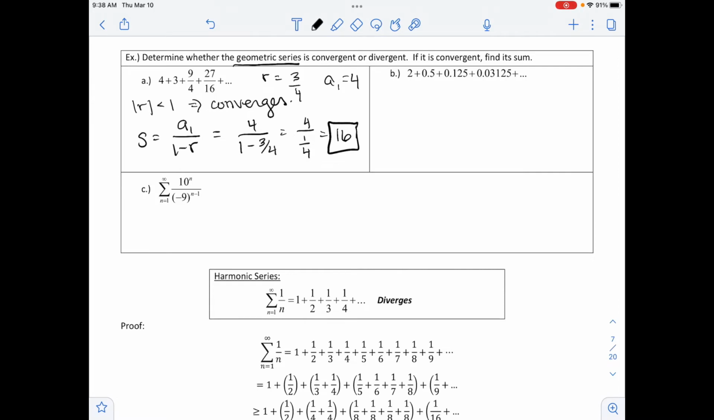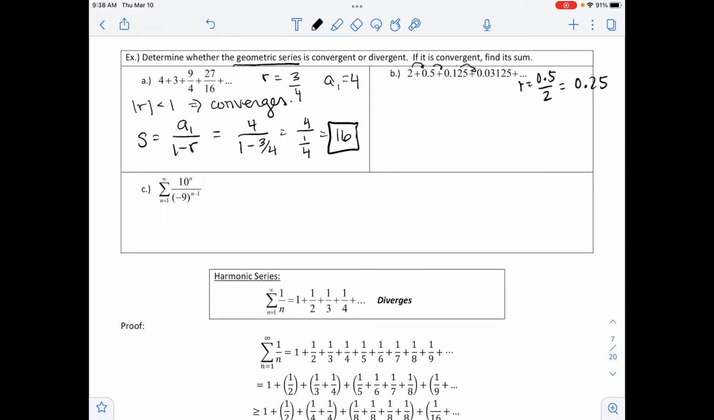Part B says 2 plus 0.5 plus 0.125 plus 0.03125. And it might not be as obvious to see what r is in this case, and if you ever are unable to see that, you can take one of those terms and divide it by the previous term. So if I was looking at the first two terms, I would have 0.5 divided by 2, which equals 0.25. And you can check that just by seeing if that's what you would be multiplying by to get from term to term to term.